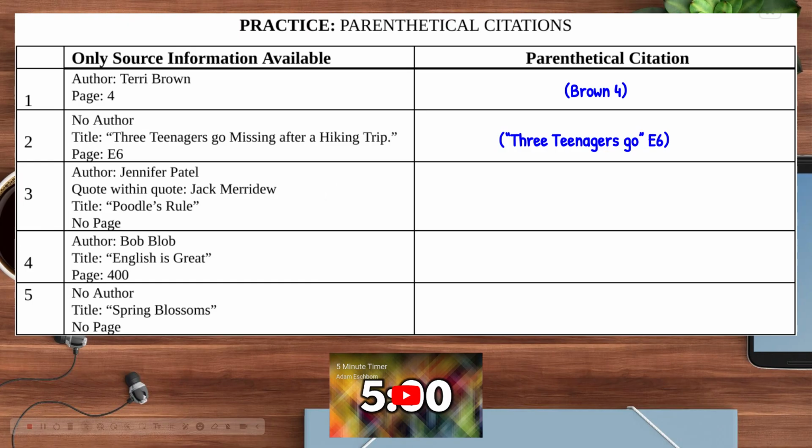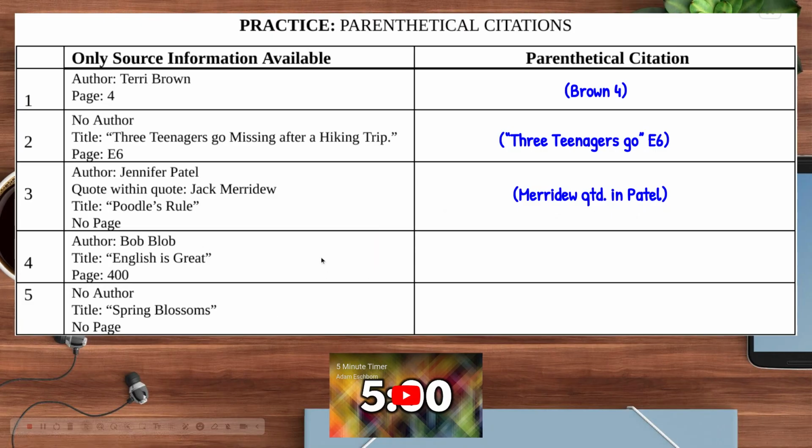All right, for the next one, I've got the author's name, I've got a quote within a quote, and the title of the article is Poodle's Rule with no page number. Again, the quote within the quote, right? Jack Meridew is being quoted in Jennifer Patel's article, so I would say Meridew quoted in Patel. Right? I don't need to give the title of the article, I just need this part. Right? This will be enough.